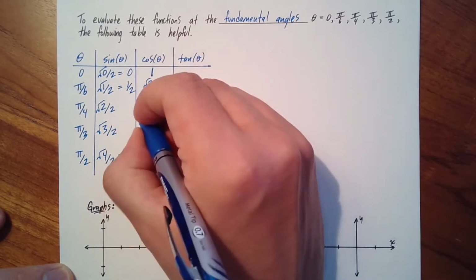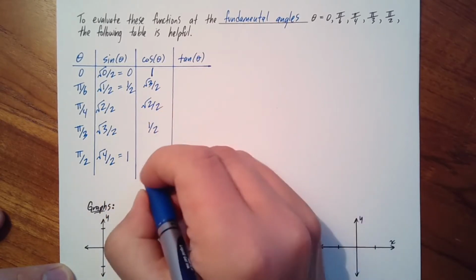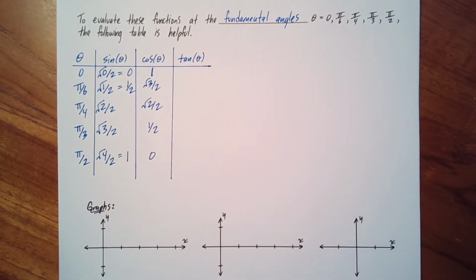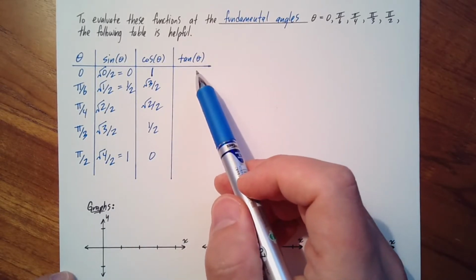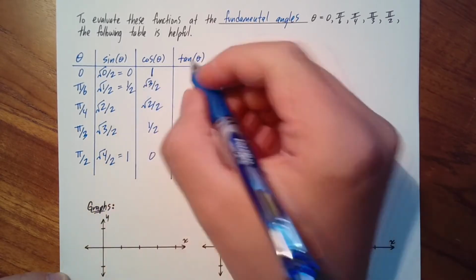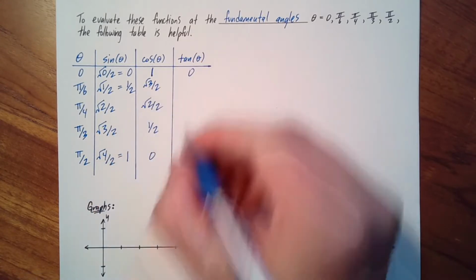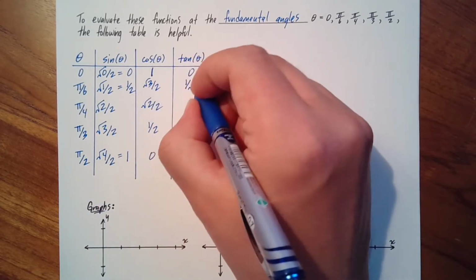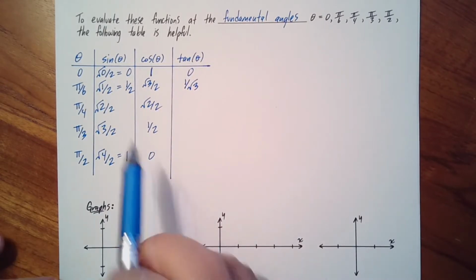Then we'll put root 2 over 2. And then we'll put 1/2. And then we'll put 0. So it's the exact same values, but in reverse. And then to fill in the tan column, well, remember, tan of theta is sine theta divided by cos theta. So you can just go 0 divided by 1 is 0. 1/2 divided by root 3 over 2. Do the fraction division carefully, but you're going to end up getting 1 over root 3.